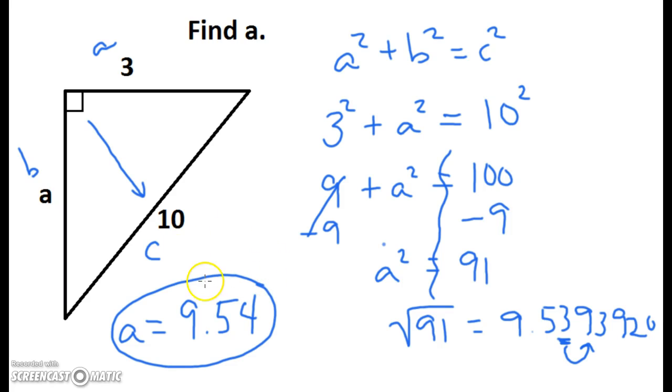Now, let's decide if that makes sense. The legs need to be shorter than the hypotenuse. Is 9.5 shorter than 10? Yes, so our answer makes sense.